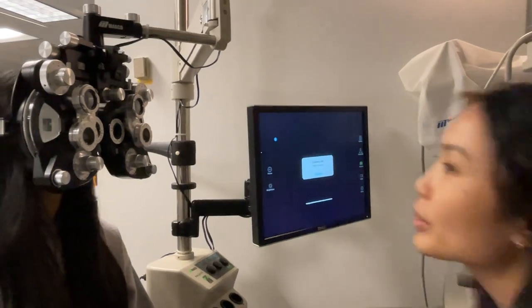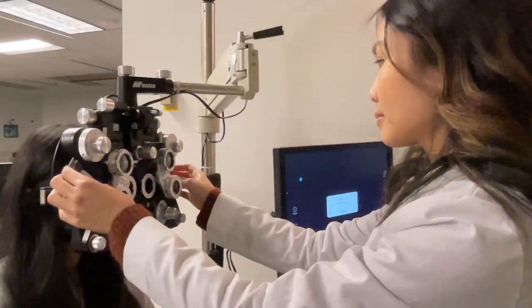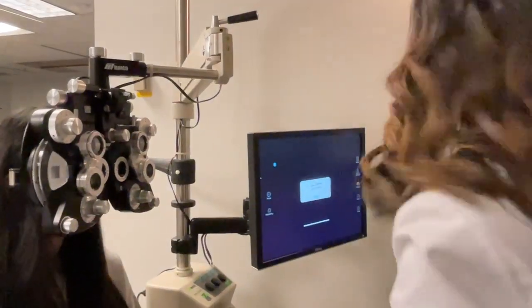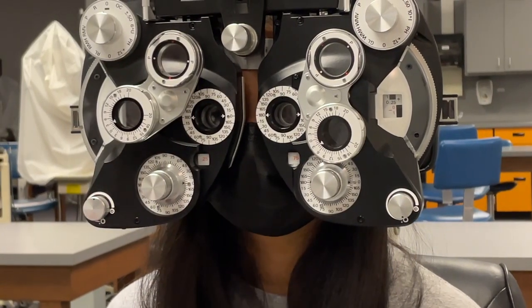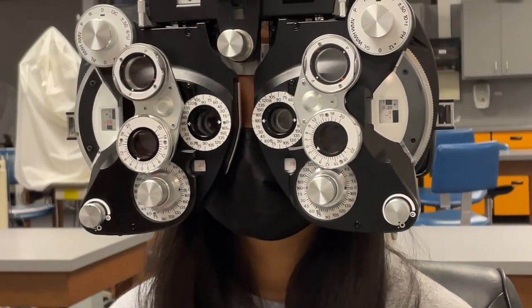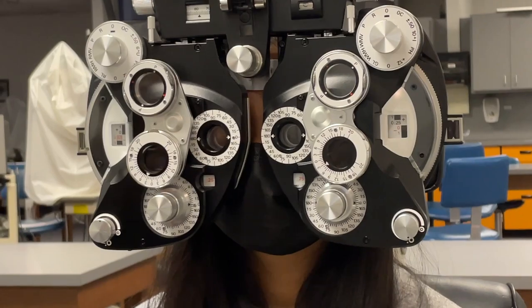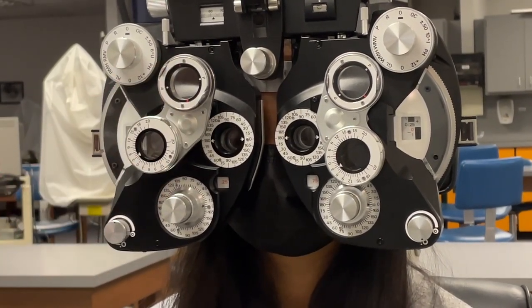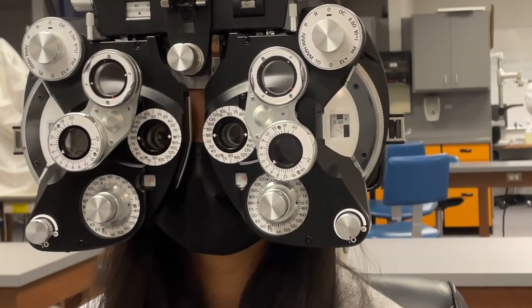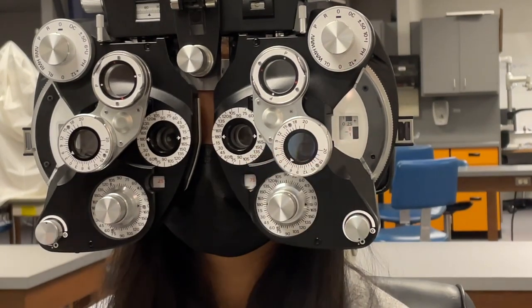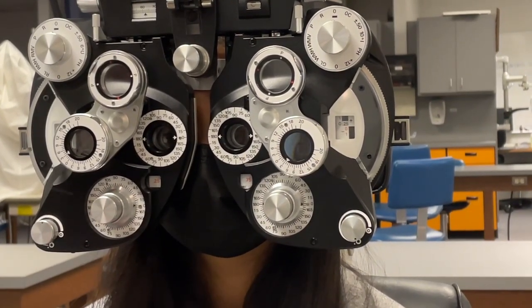Now I'm going to take out my working distance. You can go ahead and come forward. So after retinoscopy and taking out my working distance of 2 diopters, my retinoscopy finding is going to be minus 0.50 sphere, minus 0.25, with an axis of 180. My left eye, I have a plus 0.25 sphere, a cylinder of minus 0.75 with an axis of 180.